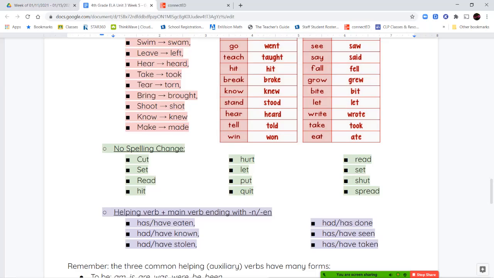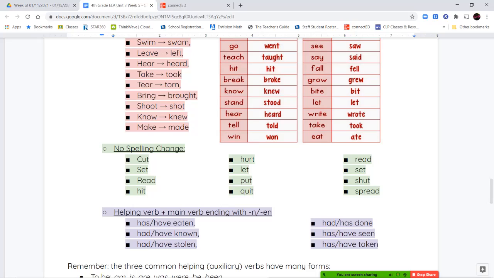Now, another way you can take an irregular verb and make it past tense is to add a helping verb before your main verb and then add an N or an EN to the end of it. So if it already ends with an E, a lot of times you'll just add the N, but you'll see different examples. So the rule varies over here. So your helping verb plus that main verb that you're working with, with an N or EN at the end. So has or have eaten.